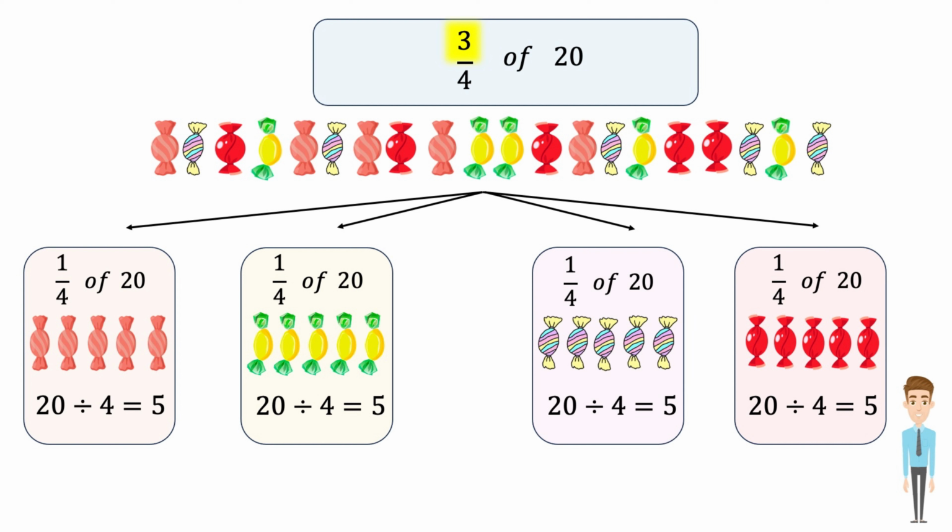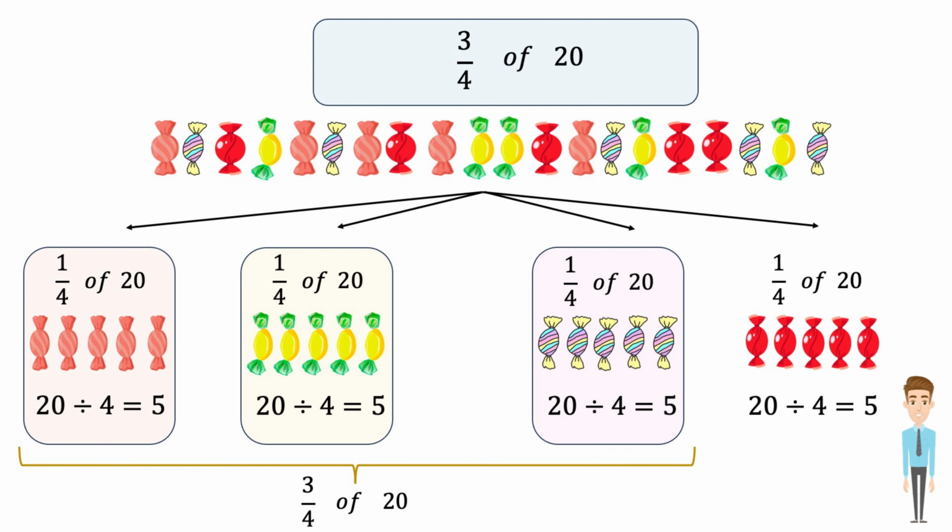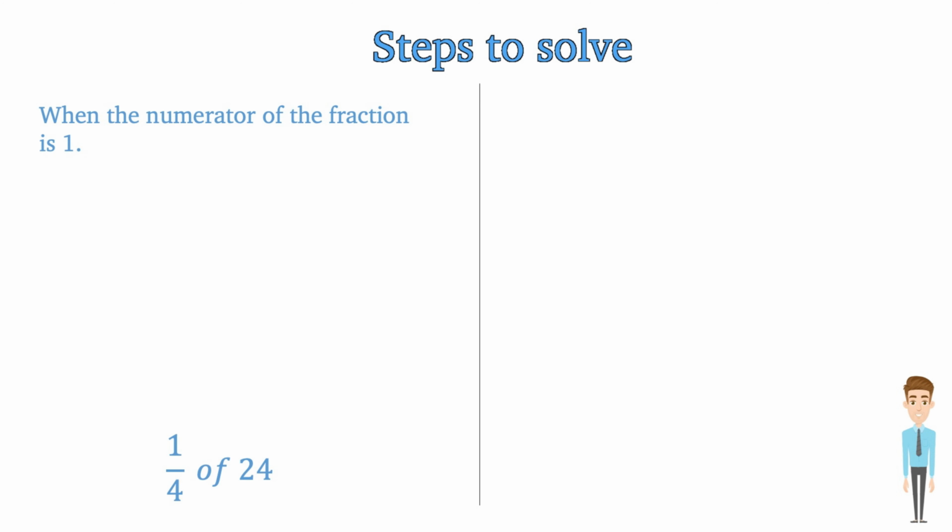Finally, now considering the numerator, which tells us we have 3 of these groups, and multiplication helps us calculate groups of the same number, and 3 groups of 5 equals 15, telling us that 3/4 of 20 equals 15. Now let's quickly summarize the steps to solve.